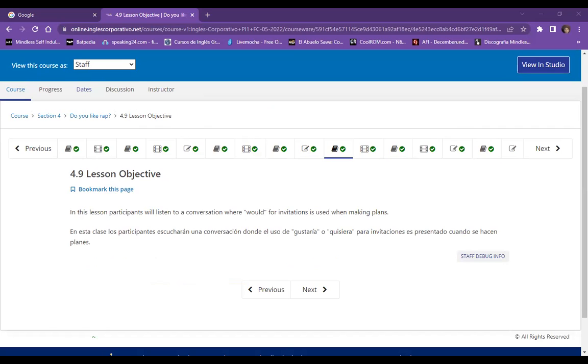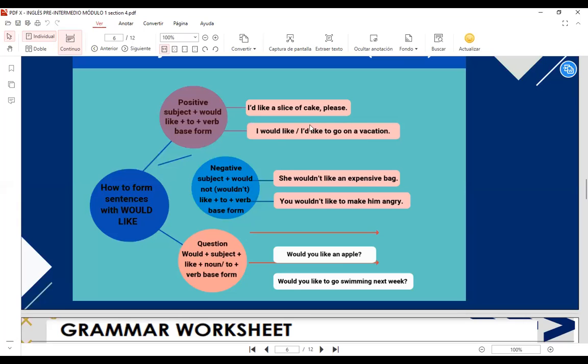Okay. And this one is the picture that I sent today in the morning. En esta picture puedes ver las estructuras positivas, negativas y de pregunta de would. ¿Para qué se ocupa would? Realmente se ocupa para muchas cosas, pero mayormente es para invitaciones. For example, in this one, would you like to go swimming the next week?